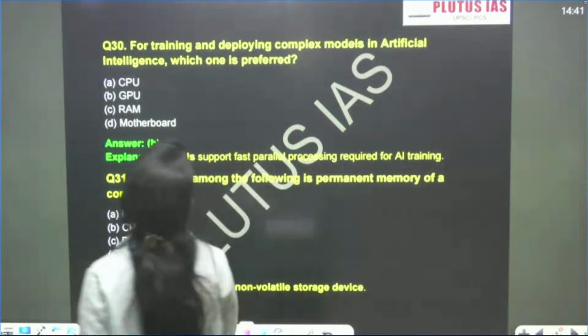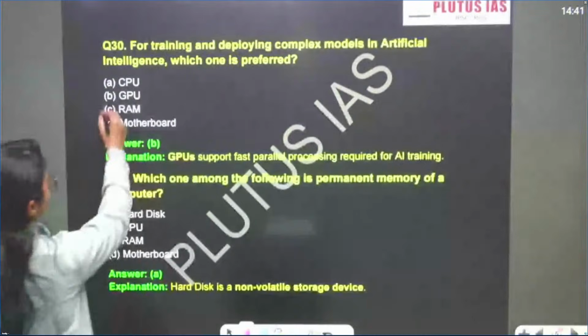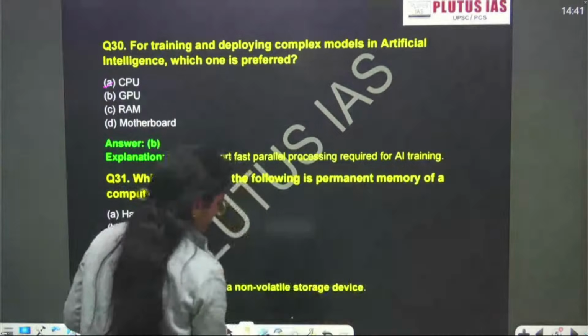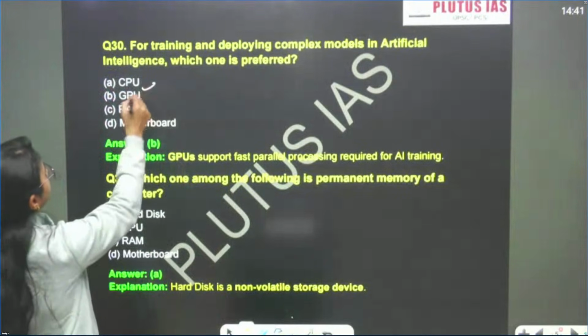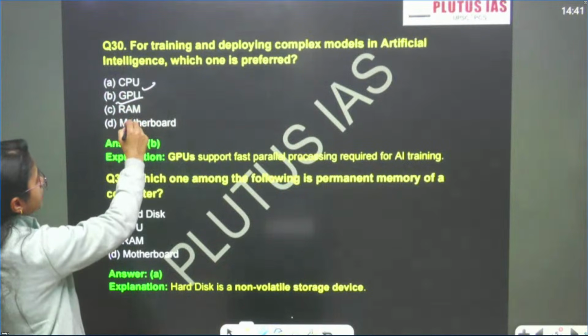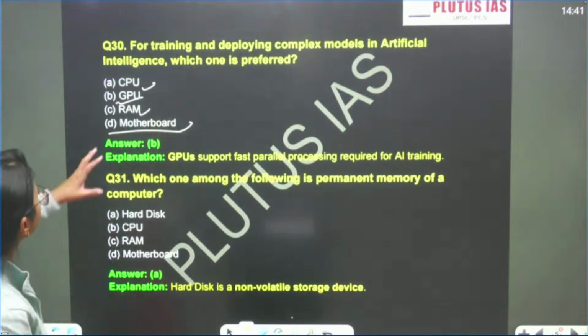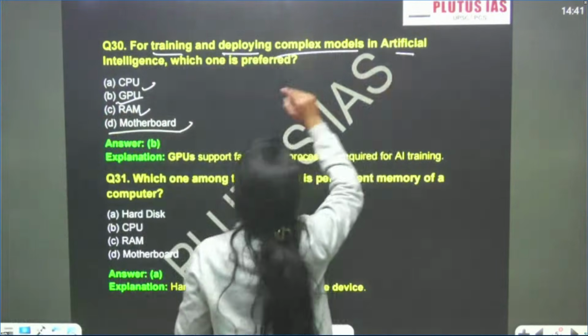Okay, then the second: for training and deploying complex models in artificial intelligence, which one is preferred? The first one is CPU, central processing unit. The second one is GPU, graphics processing unit. The third one is random access memory, and the fourth one is motherboard. Okay, fine. The question is for training and deploying complex models in AI.